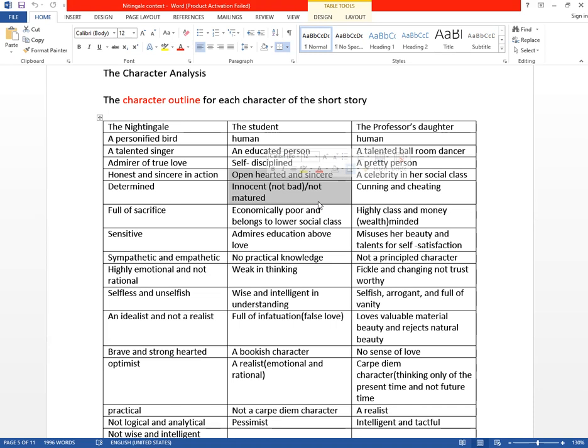The professor's daughter rejects the young student considering his poor social and poor economic situations.